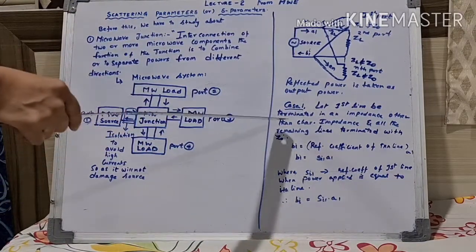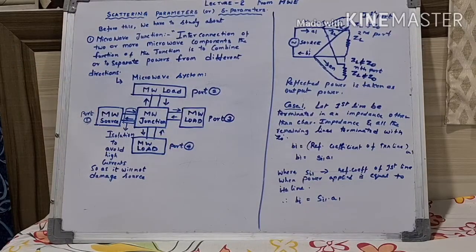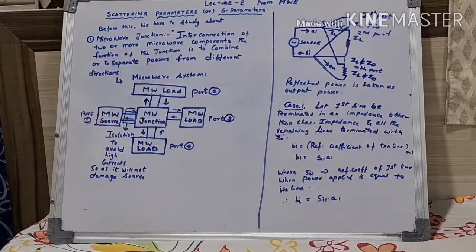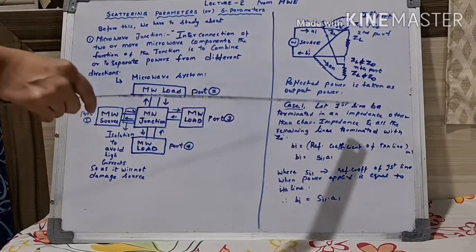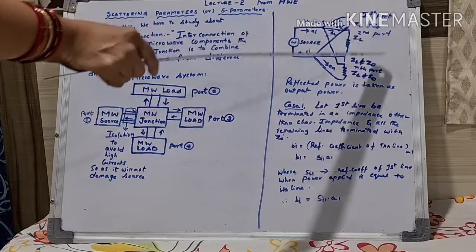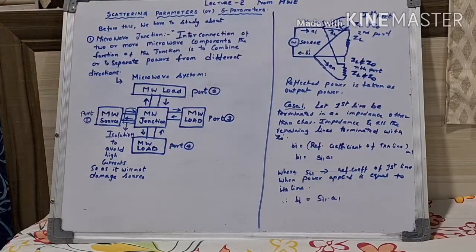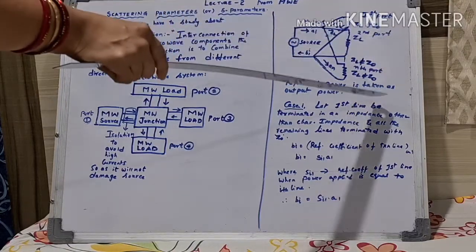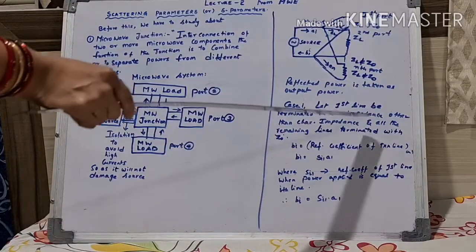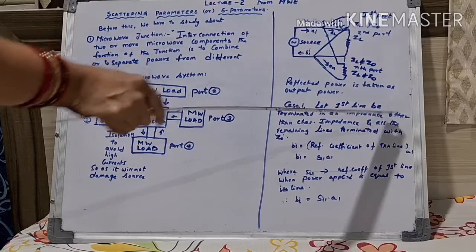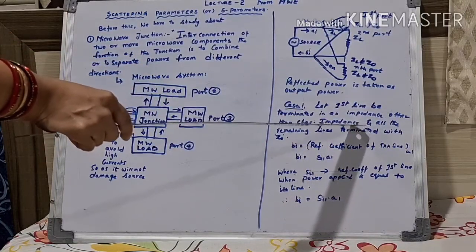Okay, so here, what is case 1? Let the first line be terminated in an impedance other than the characteristic impedance. Terminated means ZL equal to Z0 here, from the first port to the nth port. But here only the first line is terminated in an impedance other than the characteristic impedance.